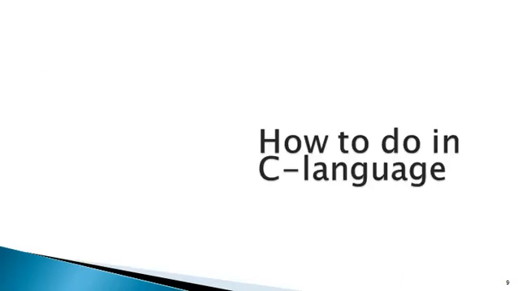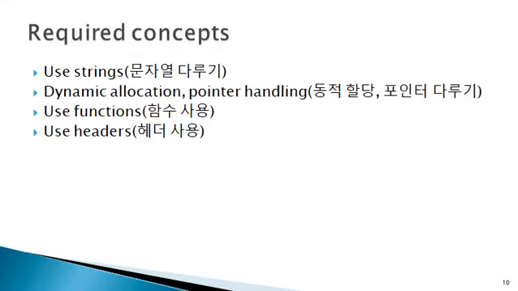Now let's talk about how to do it in C language. There are some required concepts. We have to use strings, and we need to know dynamic allocation, pointer handling, and also use functions and use headers. I think headers are very important in this Hangman Game.